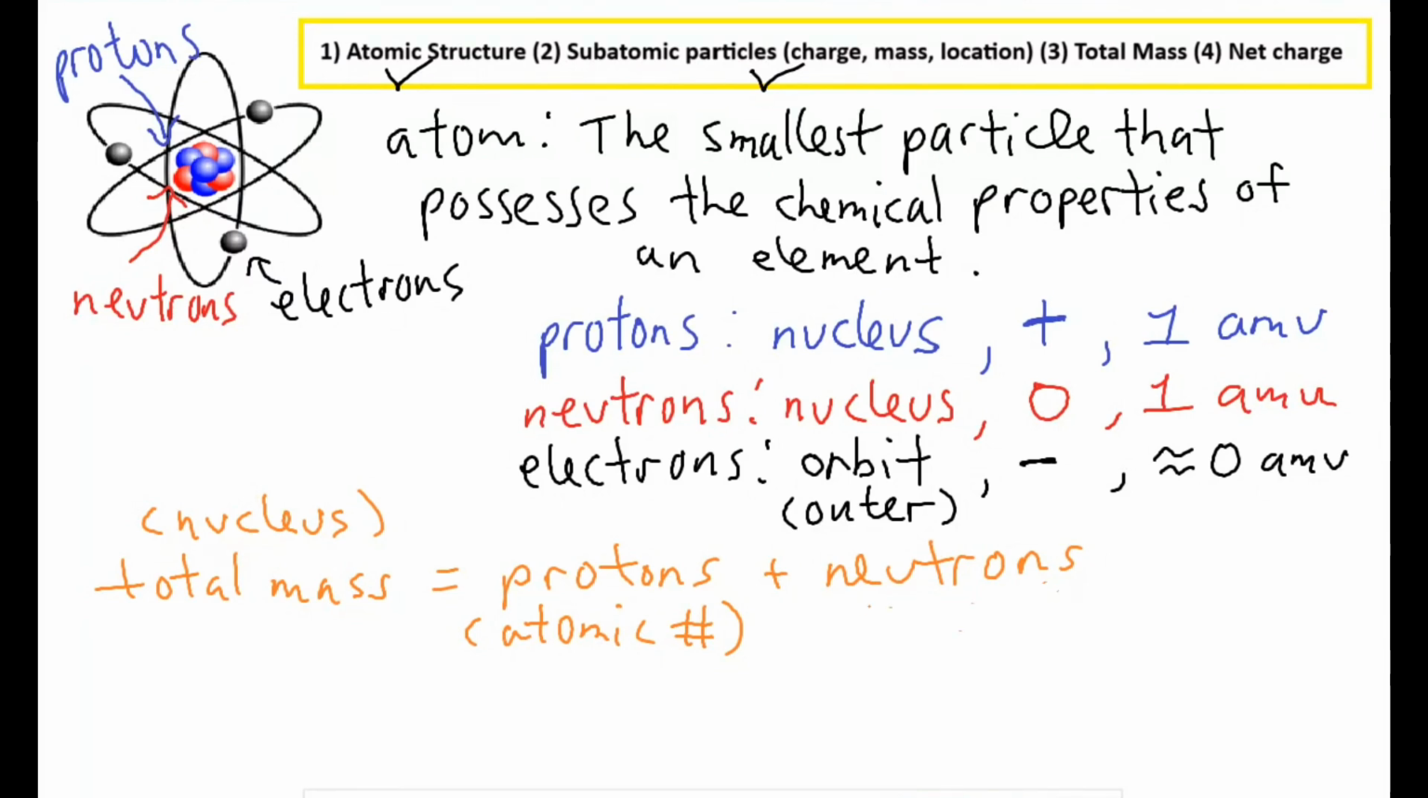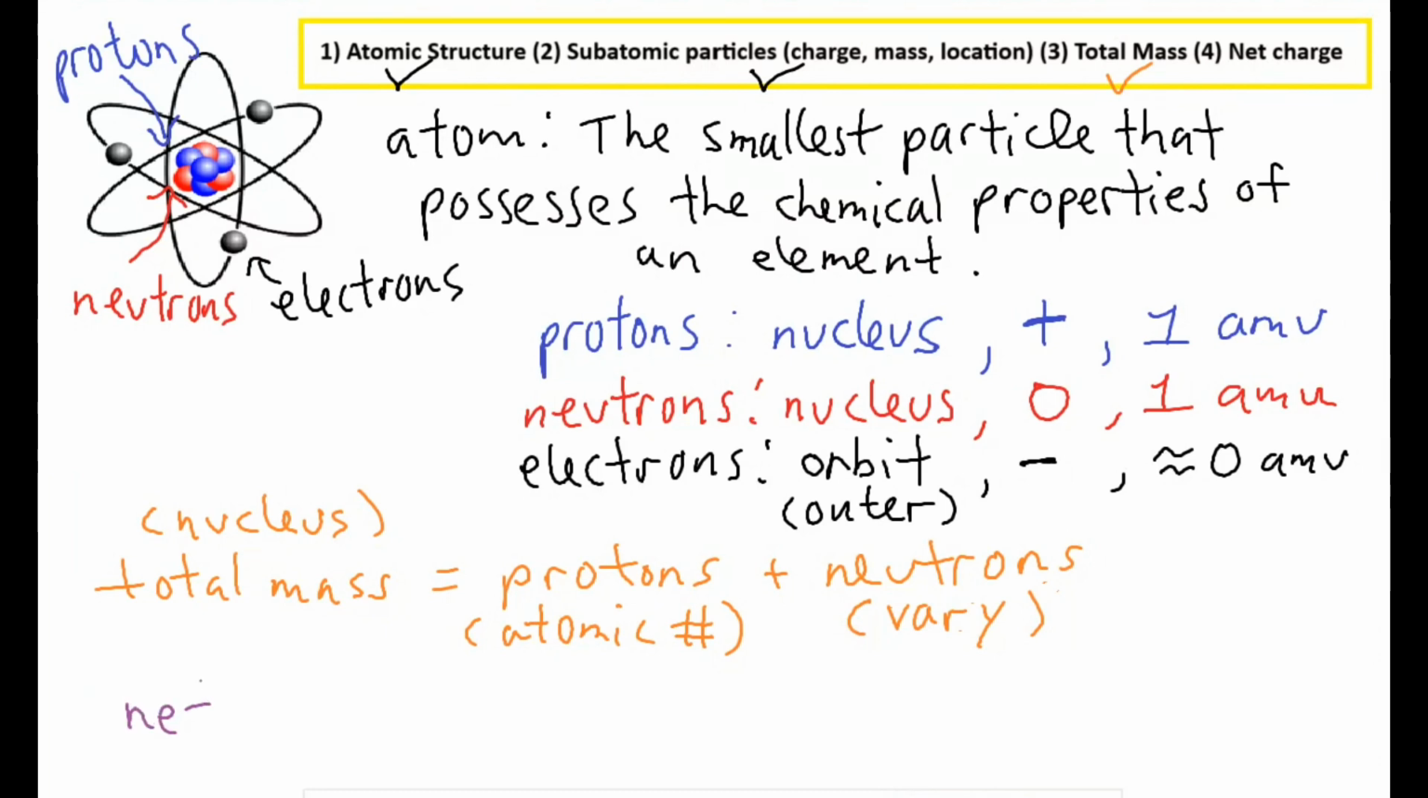And the amount of neutrons can vary. Those can rise up and down, and you can have certain elements with more or less neutrons, but still remain the same element, which is a topic for another day, which those are known as isotopes. But as far as a certain element, the atomic number always lines up with the number of protons. Now, going into our last one, we already now covered the total mass. Let's go ahead and take a look at the net charge.